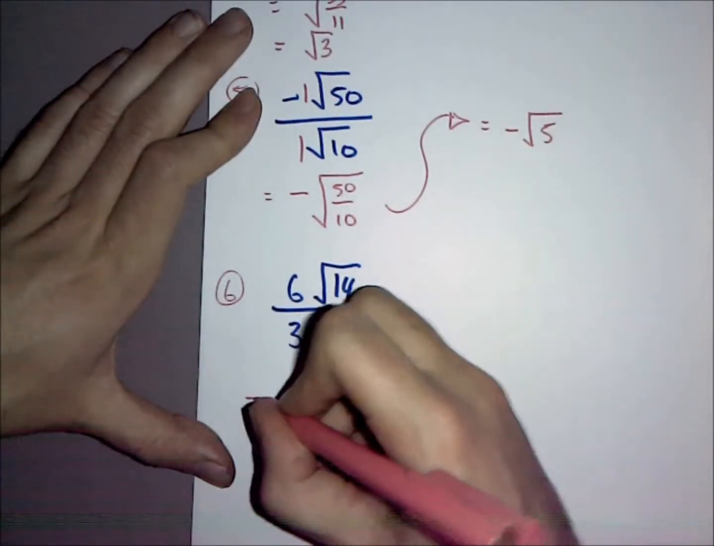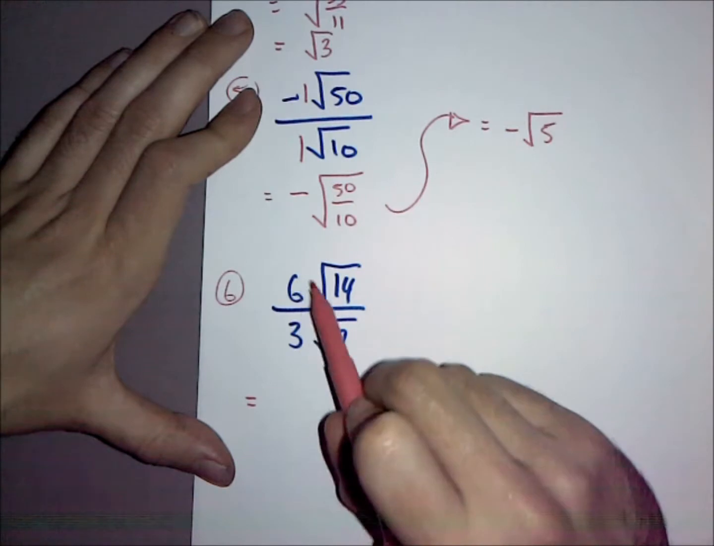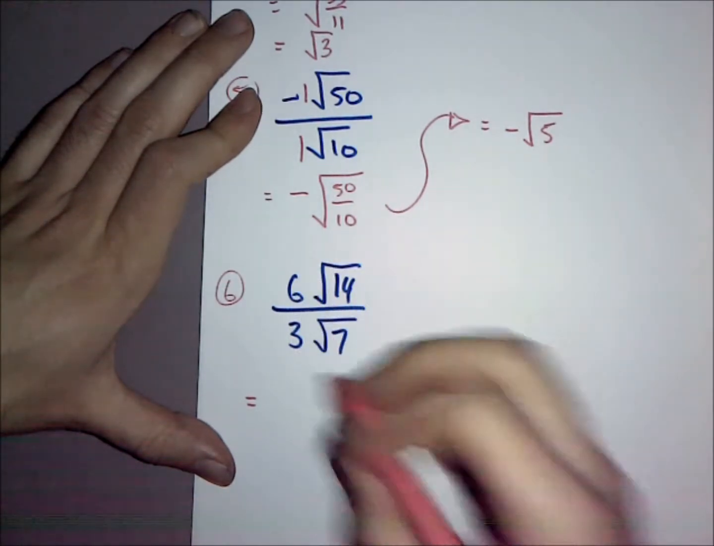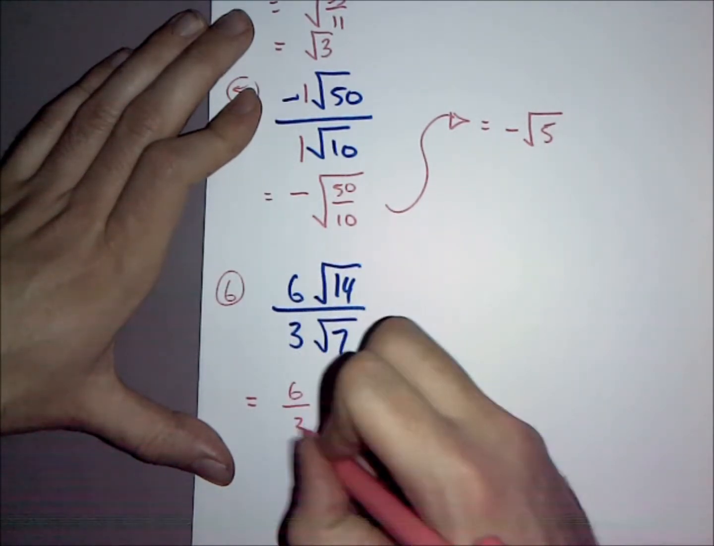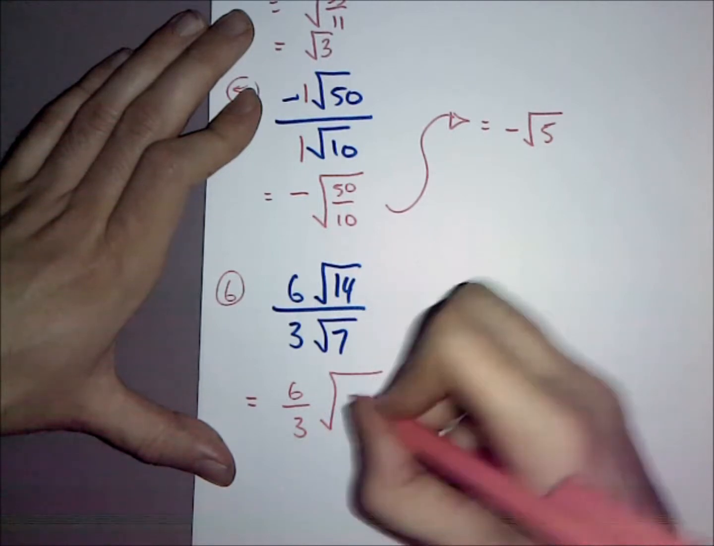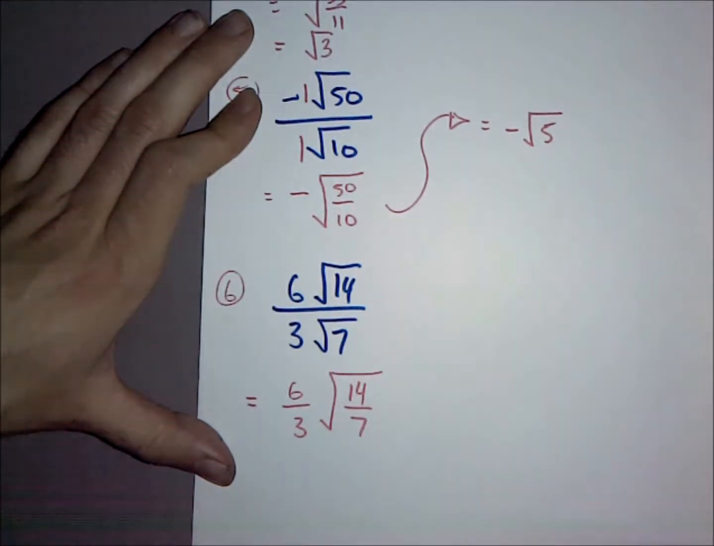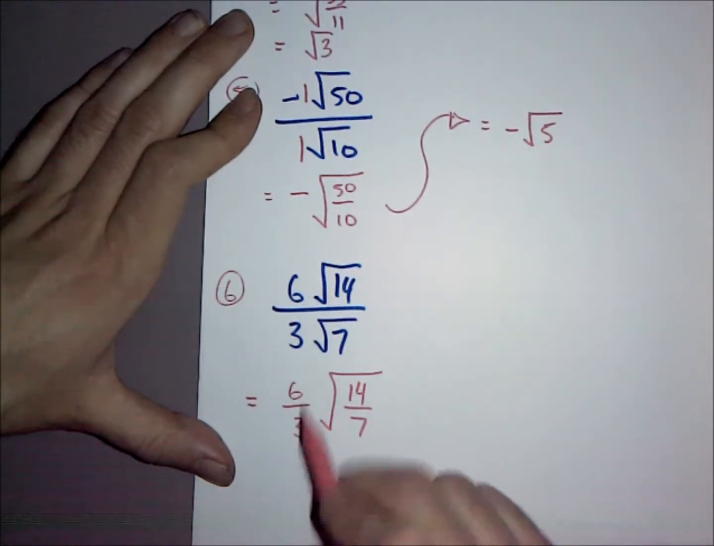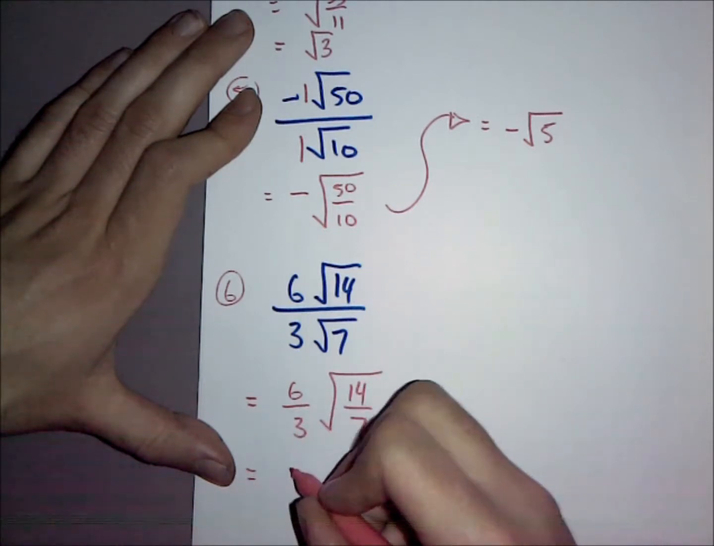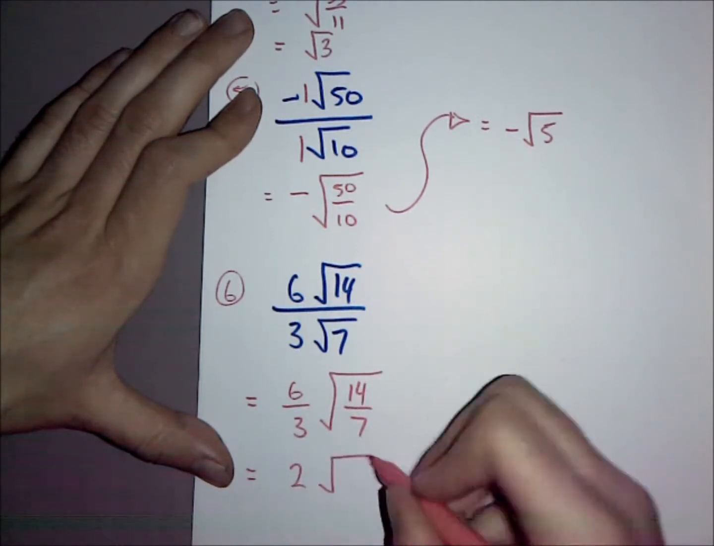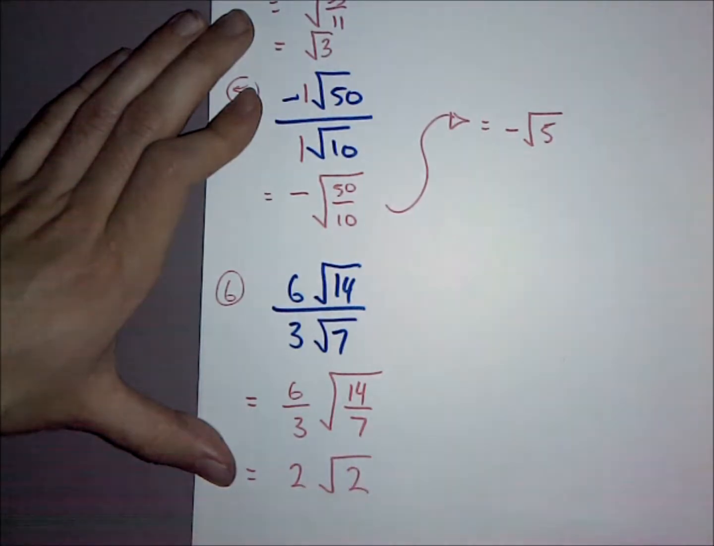Do another one with 2 coefficients. So what I'm going to do first is I'm just going to simplify. I'm going to break it up first, actually. So it's going to be 6 divided by 3, square root of 14 divided by 7. And then I'm just going to calculate 6 divided by 3, because that's going to be 2. And underneath the square root, we've got 14 divided by 7, which is 2 as well, which is also in simplified form.